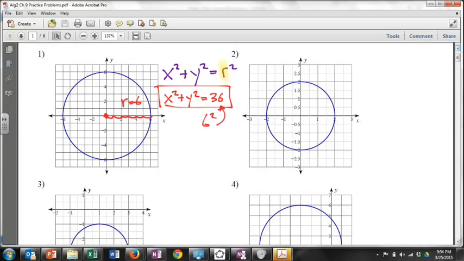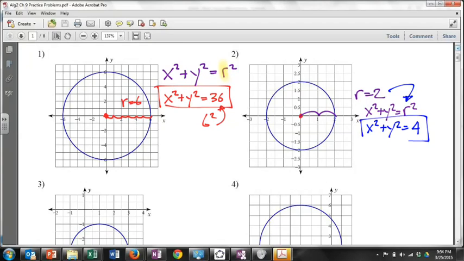Let's move on to number 2. Again, it's a circle centered at the origin. My radius in this case is 1, 2. R is equal to 2. X squared plus y squared is equal to r squared, so x squared plus y squared is equal to 4 in this case. We plug the 2 in here. This is our final solution.